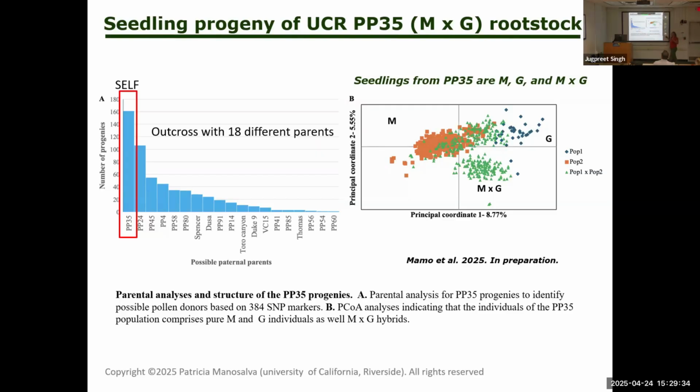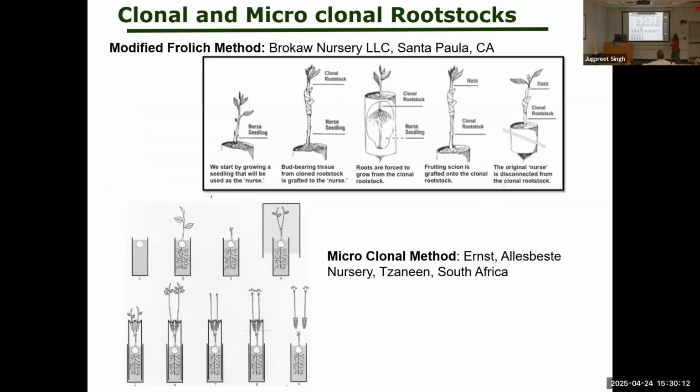And if you look at the whole genetic structure of the PP35s, all of these are pure Mexicans or Mexican Guatemalan hybrids. If you look at the population in this panel, we have Guatemalans, Mexicans, and the hybrids. So this is just to give you an idea of why the seedling rootstocks are heterogeneous genetically, and that also will involve phenotypical. Okay? What about the clonal?